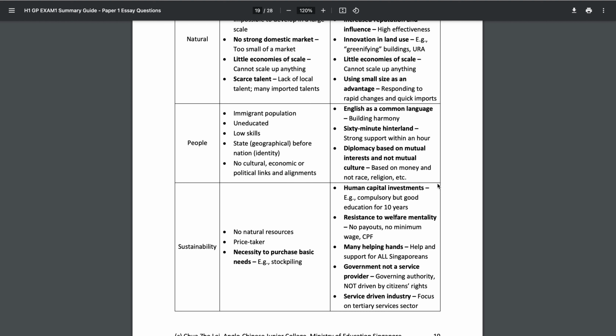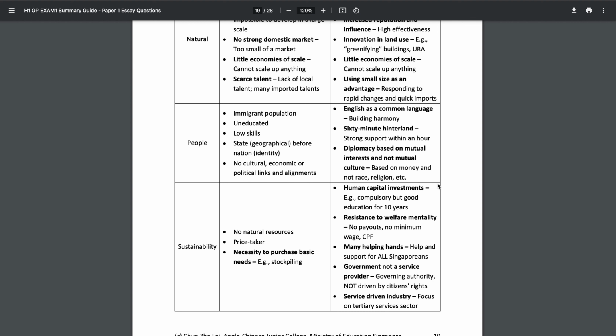In terms of people, like I said, at independence, we are all immigrants. We are uneducated. We have no skills. We are talking about state before the nation. You know, your Chinese, your Indians, Malays, okay, they are not thinking about Singapore, Singapore, Singapore. They are thinking about, hey, I'm from China. I'm from Malaysia. I'm from India. I'm from Indonesia. There's no Singapore. There's no identity. They are all thinking about their own background. And at that time, nobody wants to be friends with us because we have no links, we have no culture, we have no economy, we have no politics. Nobody wants to be aligned with us.